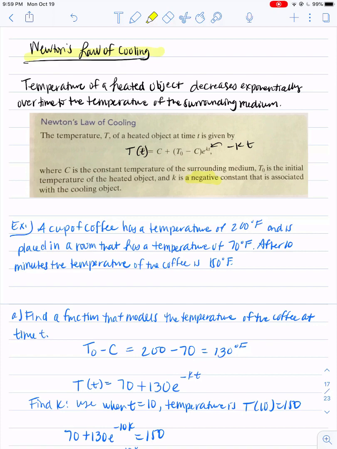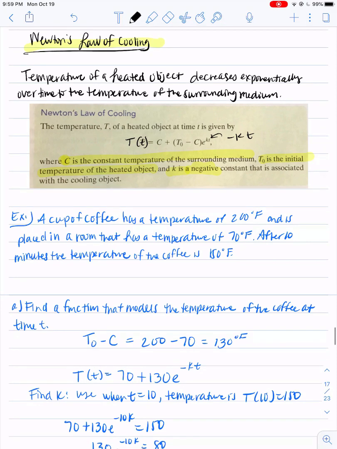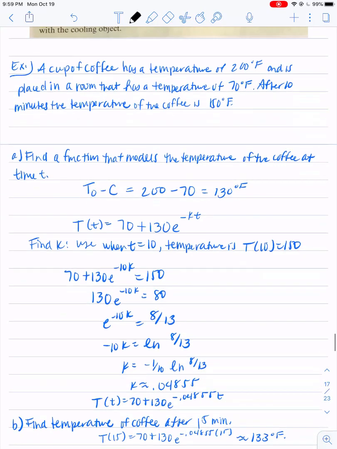So we have the temperature T of a heated object at time t is given by T(t) equals C plus (T naught minus C) e to the negative kt, where C is the constant temperature of the surrounding medium, T naught is the initial temperature of the heated object, and k is a negative constant that is associated with the cooling object. So this is a little bit different formula than the one the book gives. It's the same, it's just the variables are different, but I like these variables better. And then the kt is just, remember, it's a negative kt.